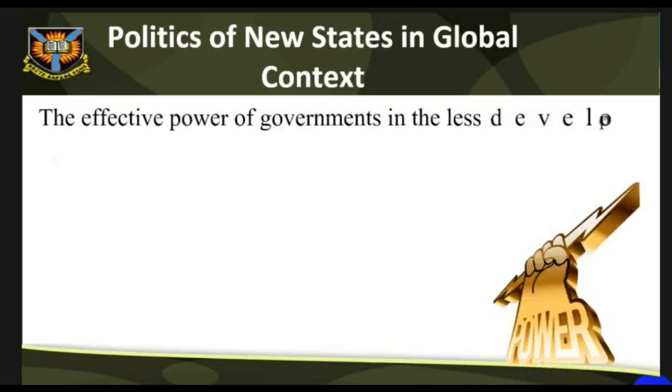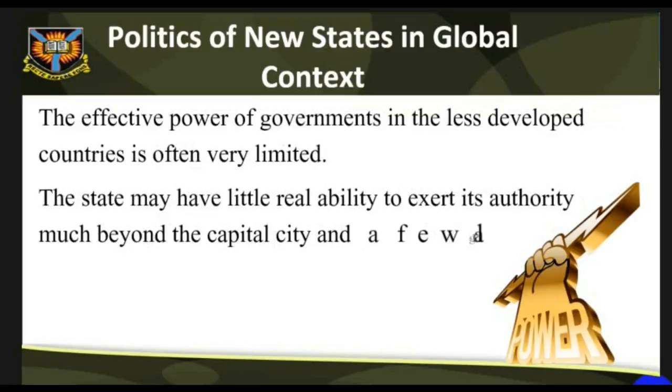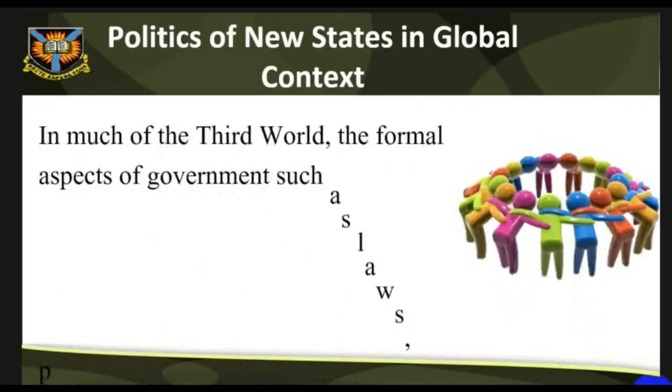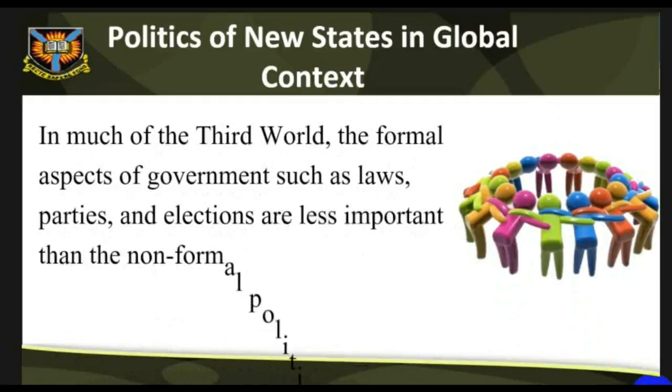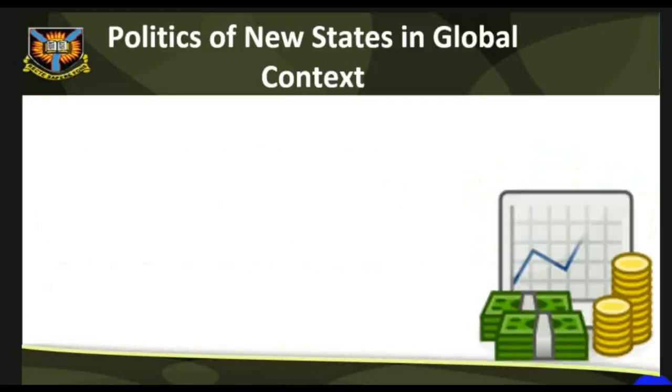Third, the effective power of government in the less developed countries is often very limited. The state may have little real ability to exert its authority much beyond the capital city and a few large urban centers, in the rural areas and small towns where much or most of the population lives. Political life is frequently based more on the relationship between powerful and usually wealthy individuals, patrons, and those they control, their clients, by dispensing favors or instilling fear. In much of the Third World, the formal aspects of government such as laws, parties, and elections are less important than the non-formal politics of patron-client relationships.